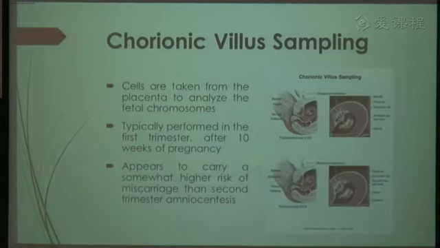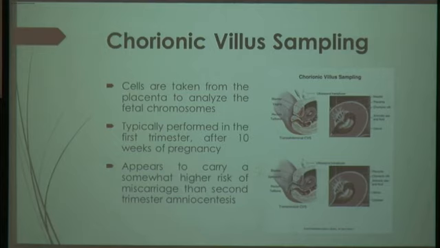The second method is called chorionic villus sampling. This chorionic villus is grown from the fetus, so it's actually the tissue from the baby. That's why we can sample it and look into its chromosome composition. And to the right, you can see two types of CVS. This is also called CVS. One is a transabdominal type of CVS. The other one is transcervical.